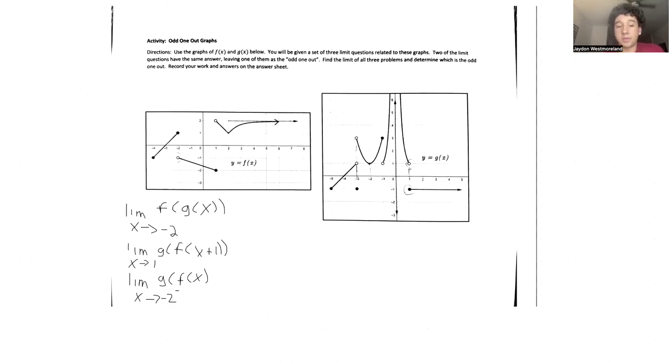This first one being the limit of f of g of x as x is approaching negative 2. So this is a composite function, meaning that it's a function within a function. And the way that we do these is by working from the inside out. So the first thing we're going to do is find g of x as x is negative 2. Okay, so I'm going to come over here to g of x. X is negative 2. What is my y value?